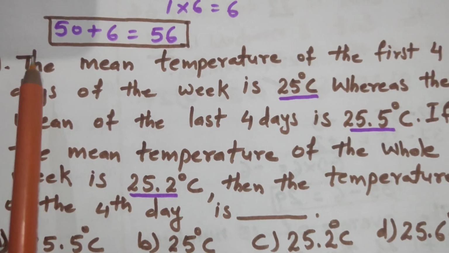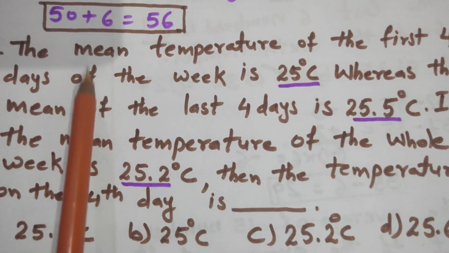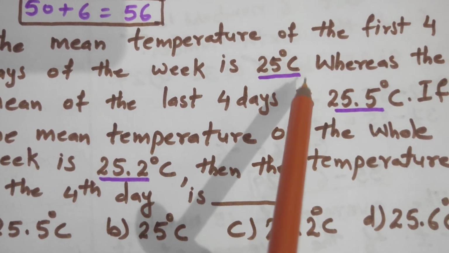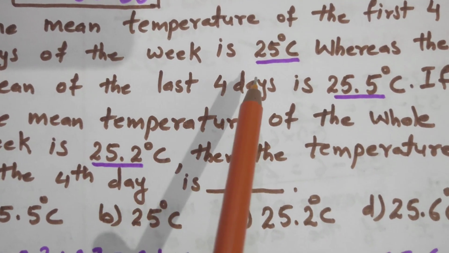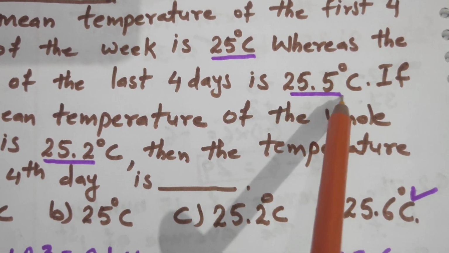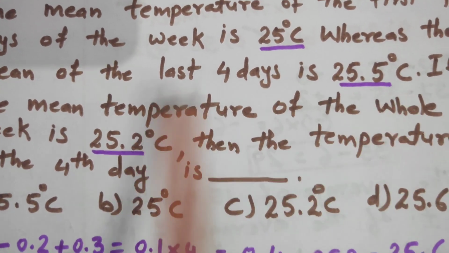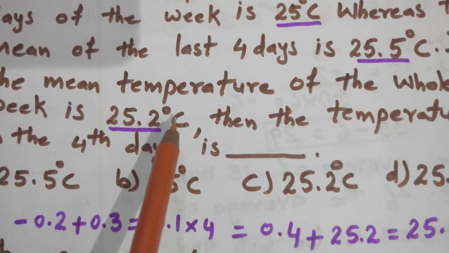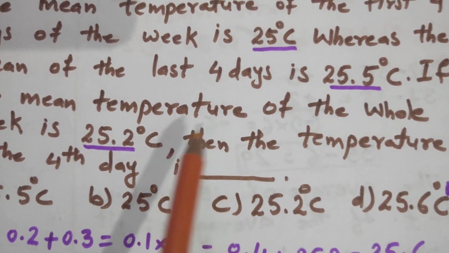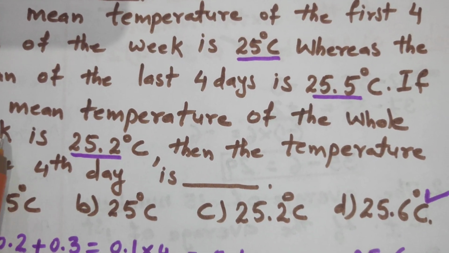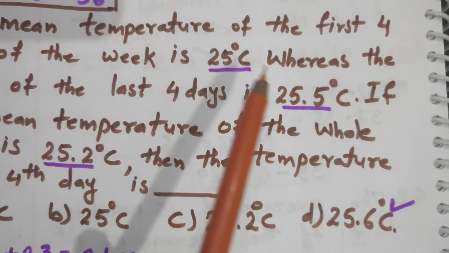One more question. The mean temperature of the first 4 days of the week is 25 degrees Celsius, whereas the mean of the last 4 days is 25.5 degrees Celsius. If the mean temperature of the whole week is 25.2 degrees Celsius, then the temperature on the 4th day is. So here we are concerned with only 3 figures. Mean temperature of the whole week, then first 4 days and last 4.